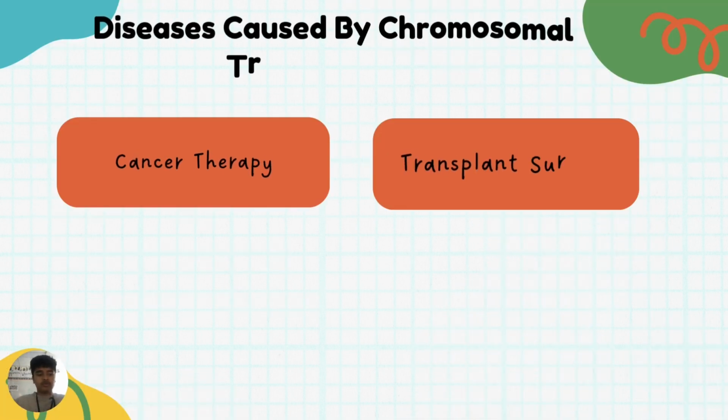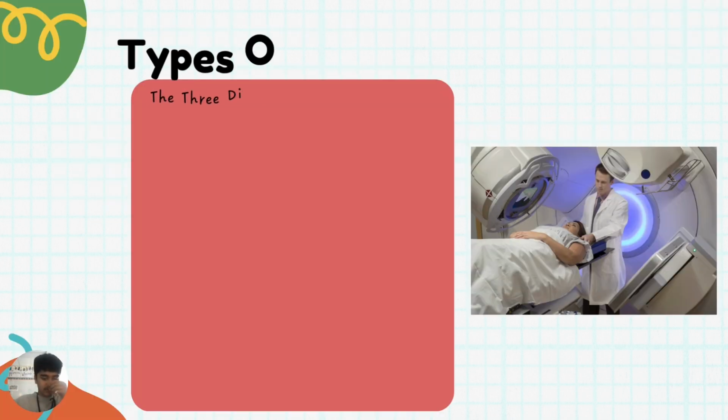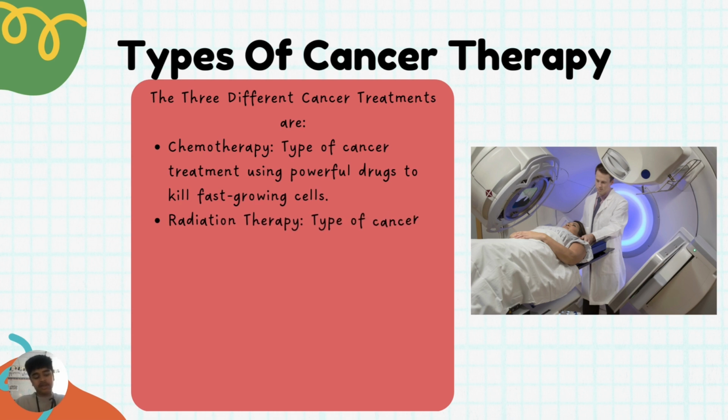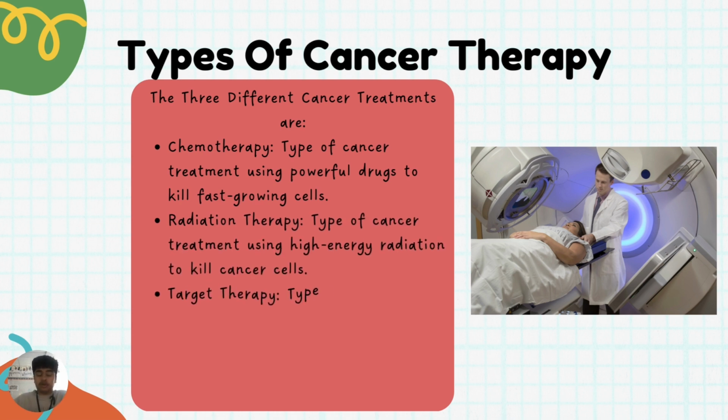There are two different ways we treat these diseases: one by cancer therapy, and two by transplant surgery. The types of cancer therapy are chemotherapy, radiation therapy, and target therapy. All three of these use amazing technologies to get rid of those cells and try to stop the cancer.